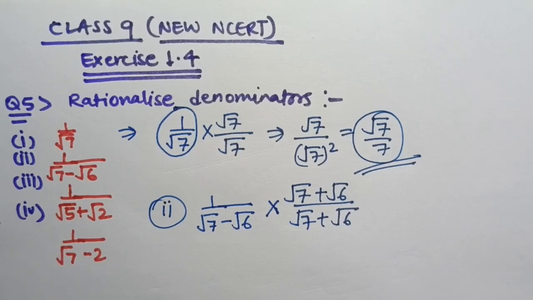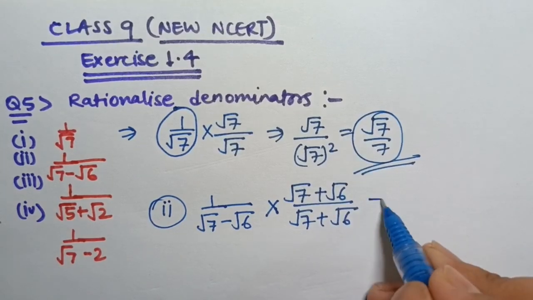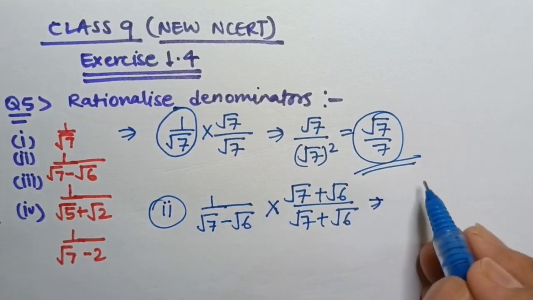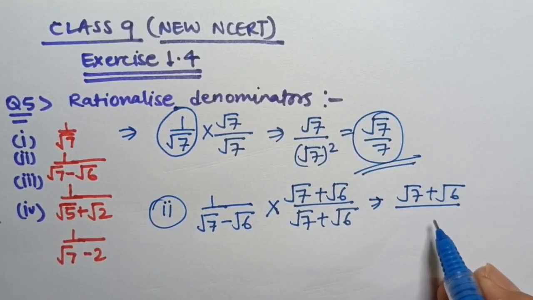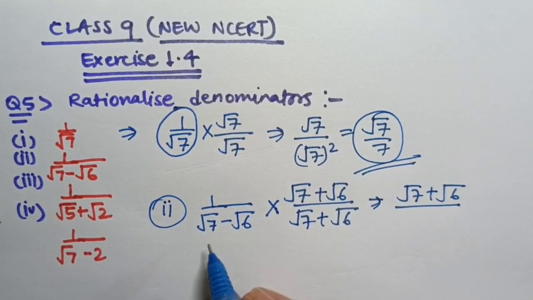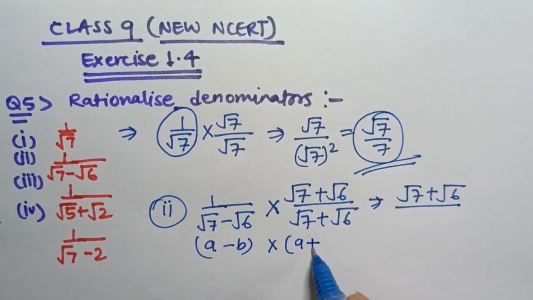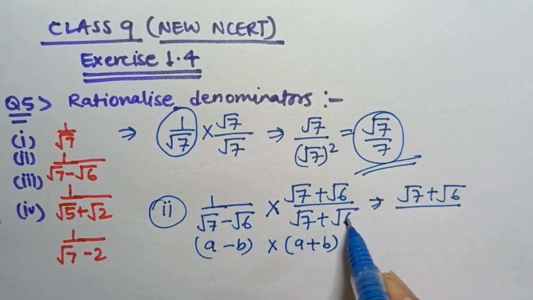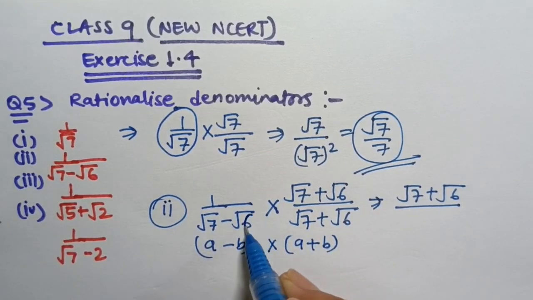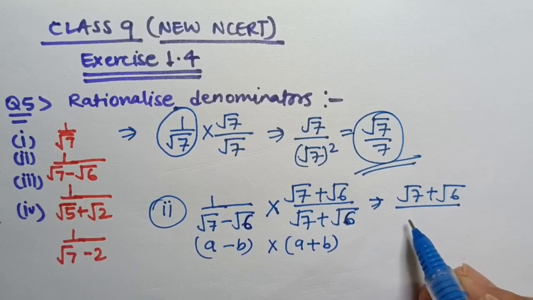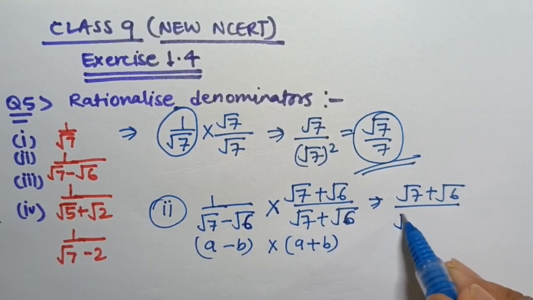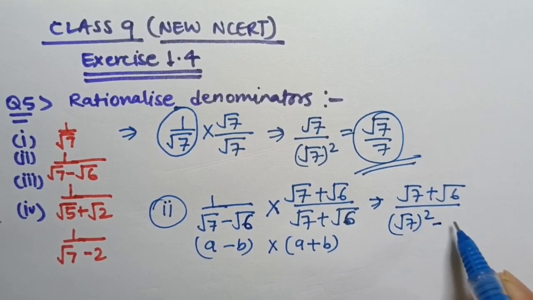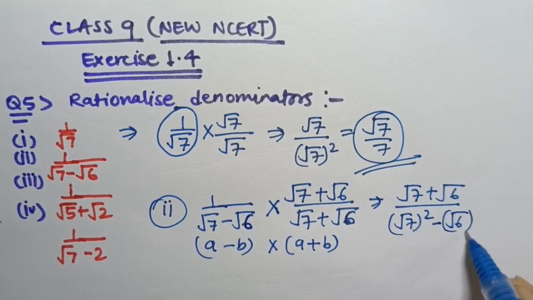Okay, so when you simplify, you can see that when root 7 plus root 6 is multiplied with 1, the same number will be there, root 7 plus root 6. And in the denominator, it is very easy for you, because it is in the form of a minus b into a plus b, and you know, if such a question is given, then the answer will be a square minus b square. So a square is what? A square is root 7 square. Okay, and b square is what? As per your question, it is root 6 square.